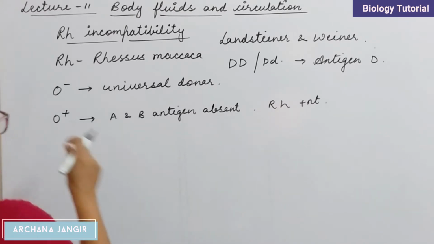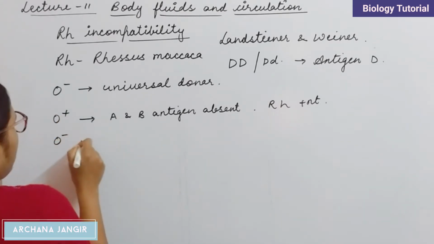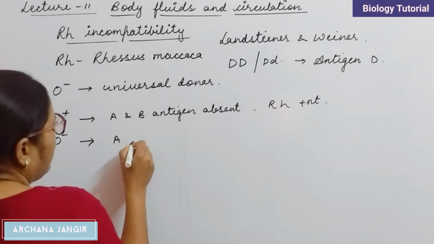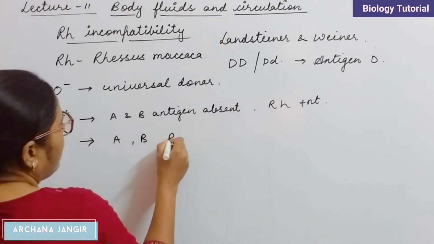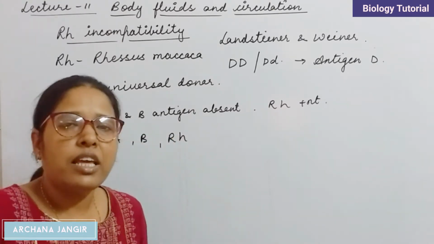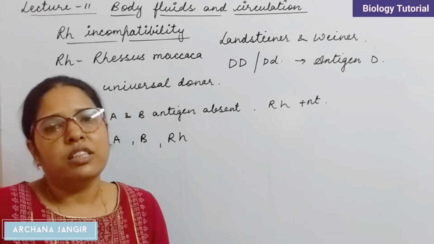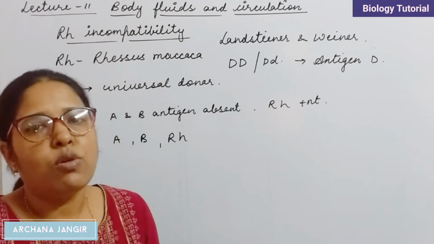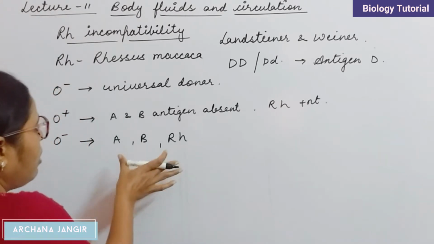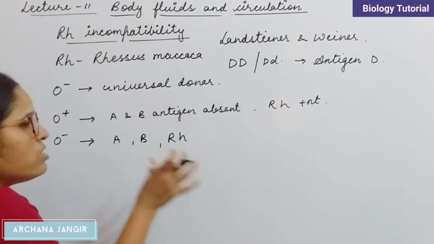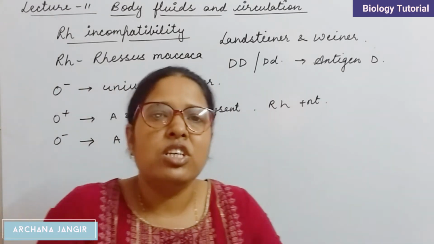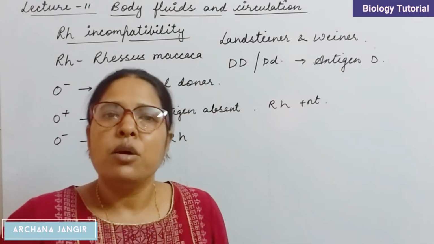So here in O positive blood group, A, B antigen are absent, but the RH antigen is present. But in case of O negative, there will be no antigen A, B and Rh. All these three types of antigen are absent in case of O negative blood group. That's why that is the universal donor blood group, because when the blood of O negative is donated to any one of the person, there is no antigen which is non-self for that person.